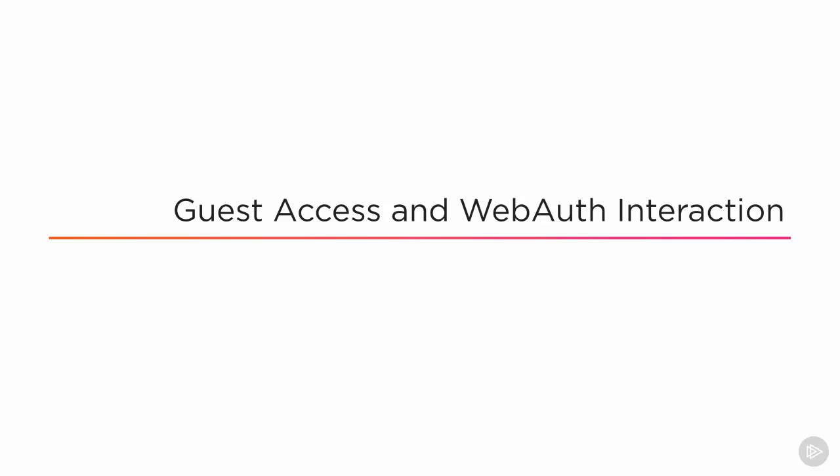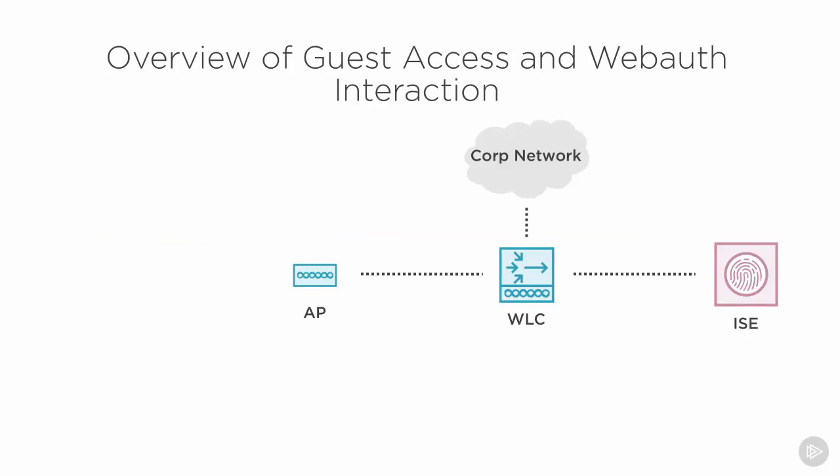Well, now let's look at guest access and how it interacts with web authentication. So here's a bit of an overview, and the first thing you'll notice about this topology here is that we are only showing you the infrastructure to begin with. We have our corporate network, which is accessed via the wireless LAN controller. There's an access point that'll service our wireless clients, and then we have Cisco ISE. Okay, so in a guest access scenario, something has to take place before the user connects to the network.